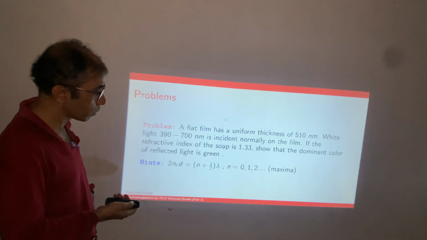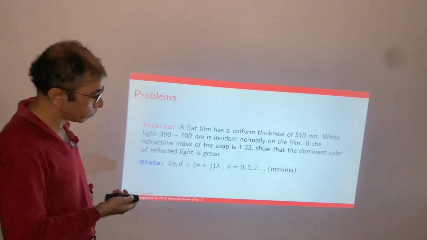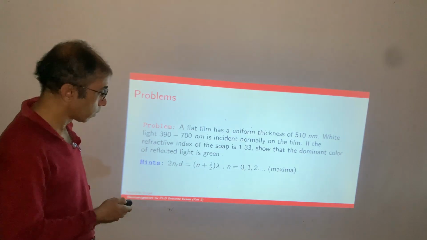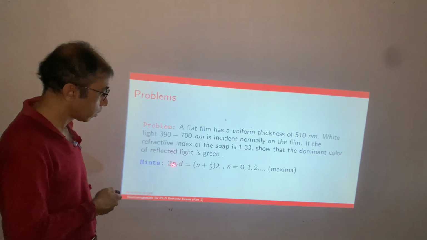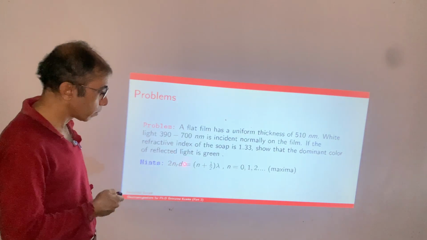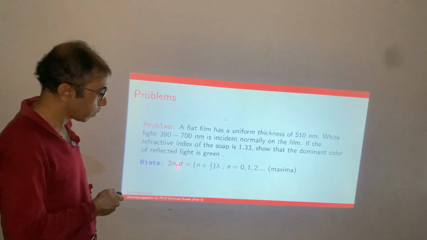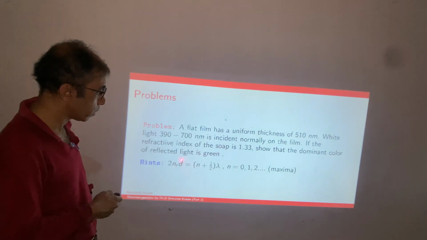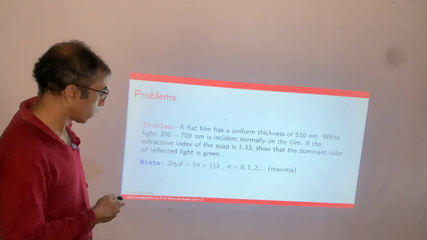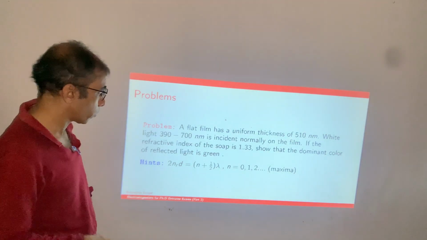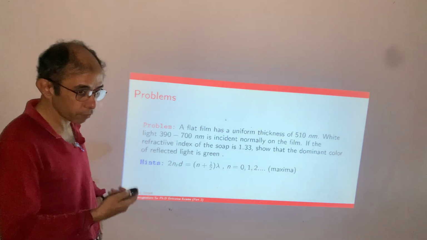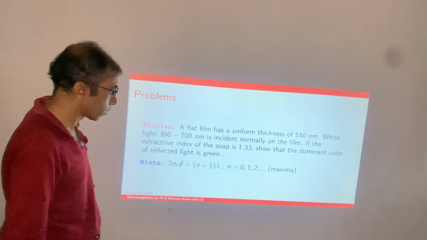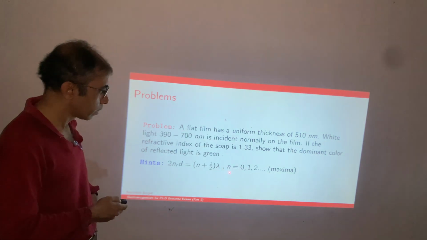So it will get reflected from the top surface and the bottom surface. So the total optical path is 2 times n_r d. n_r is the refractive index, times d, and d is the thickness. Thickness is given, 110 nanometers. And for constructive interference, this is the condition, right? (n plus half) lambda. So what we have to do, we have to just check.